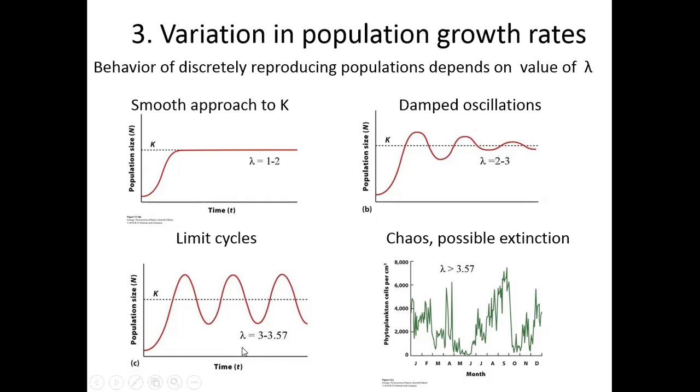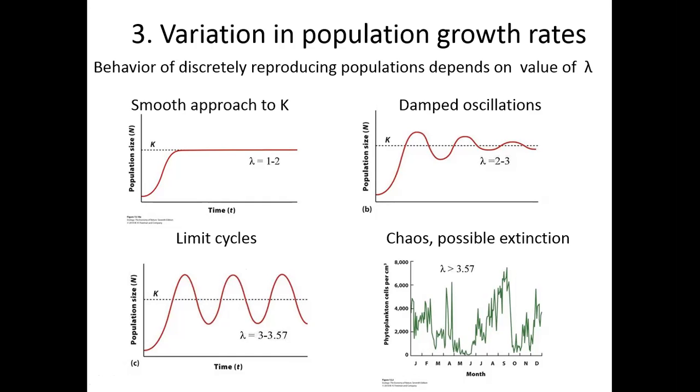If your lambda is between tripling and an increase of 3.57, which is kind of a mathematical breakpoint, then you get stable limit cycles. These sine wave looking things we call limit cycles. So you get an overshoot and an undershoot, overshoot, undershoot. Basically, you're never at K. You're either above or below, above or below. And that's because you're reproducing much too quickly to slow down. So you overshoot and then you have a big die-off.